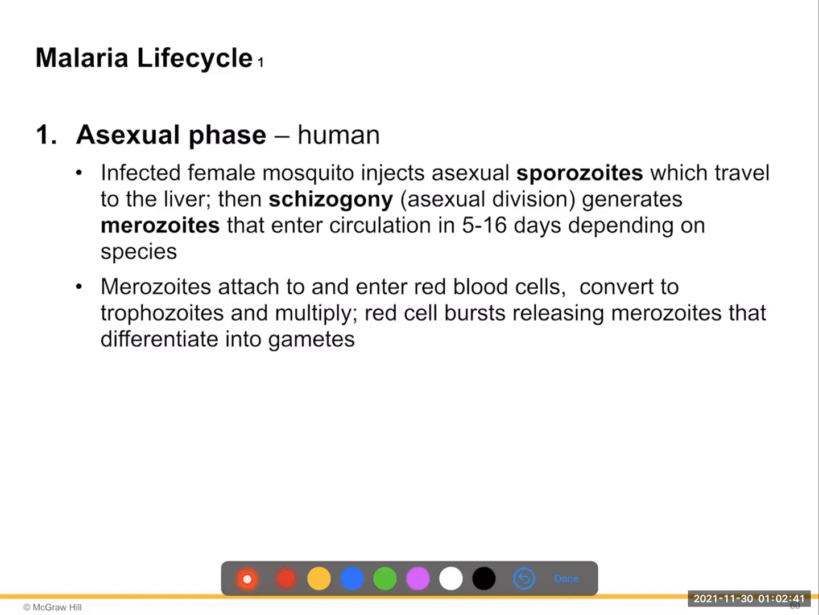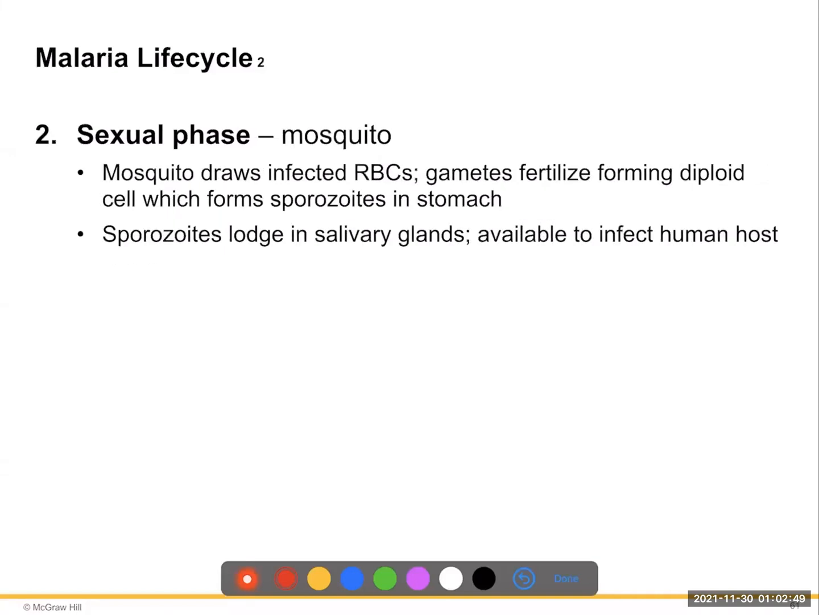But if you're the carrier of it, which means you only have partially deformed red blood cells, the malaria can't take effect in it, which is why it still exists. So the sexual phase now comes across. The mosquito draws infected red blood cells. Gametes fertilize, forming what's called diploids, which form sporocytes in the stomach. The sporocytes lodge in the salivary glands and develop to infect the human host.